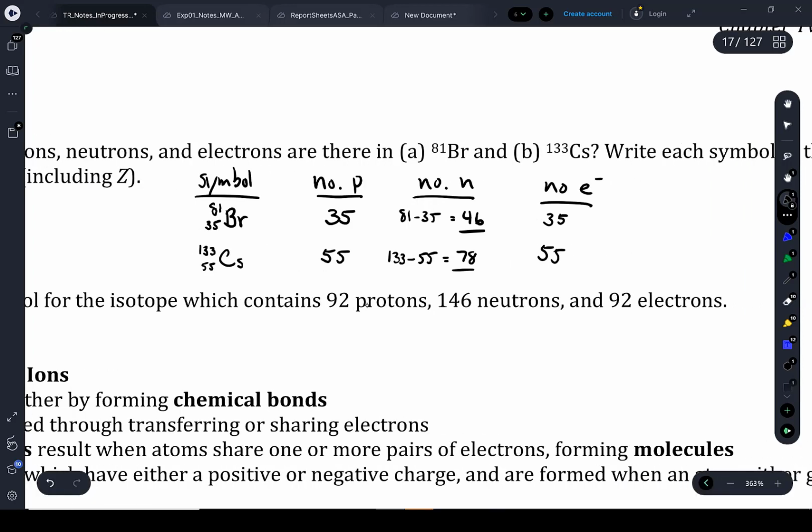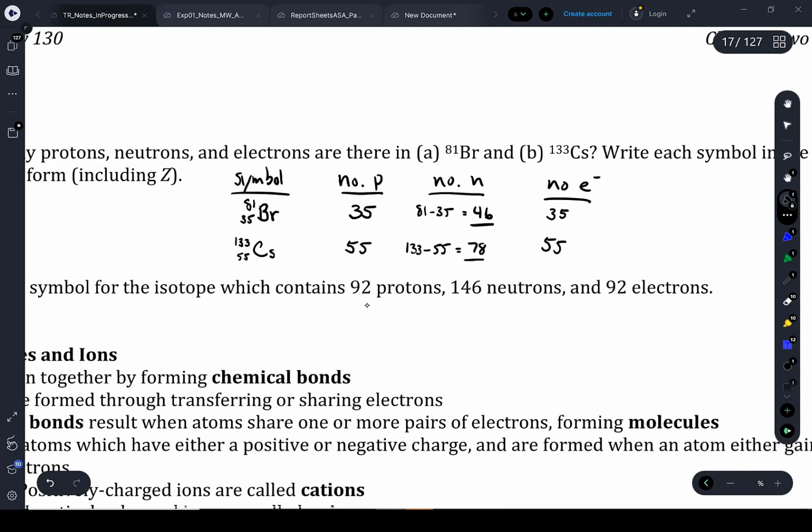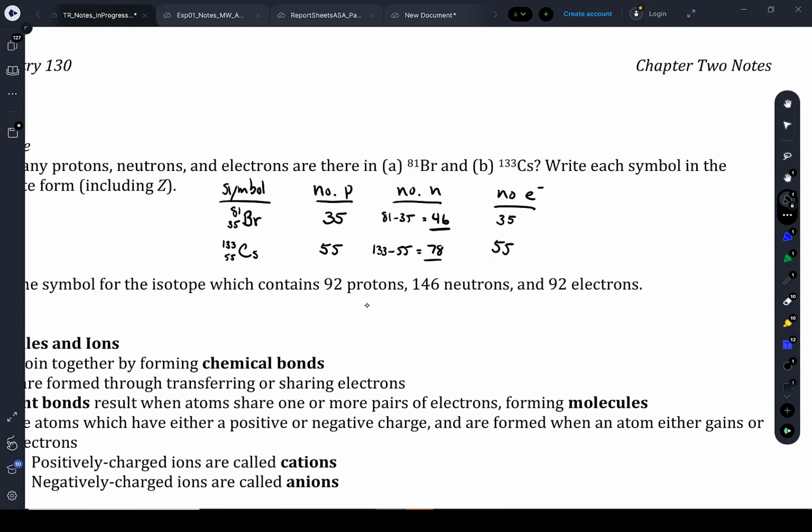Good. And then a similar question. Let's say we have an isotope that has 92 protons, 146 neutrons, 92 electrons. Without looking at anything, what can we immediately tell? Without even looking at the periodic table. It has 0 charge because it's got the same number of protons and electrons. Now we look on the periodic table and see that 92 is uranium, right? So we have uranium.